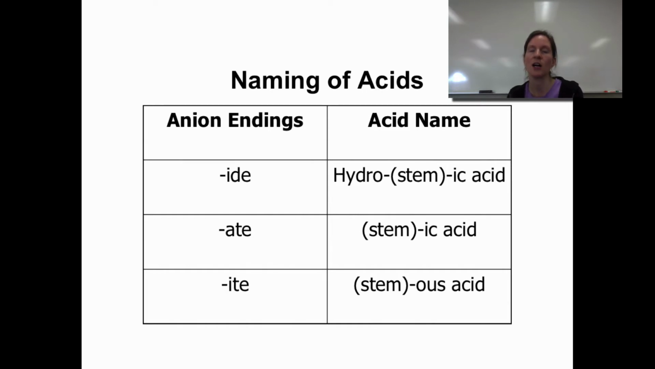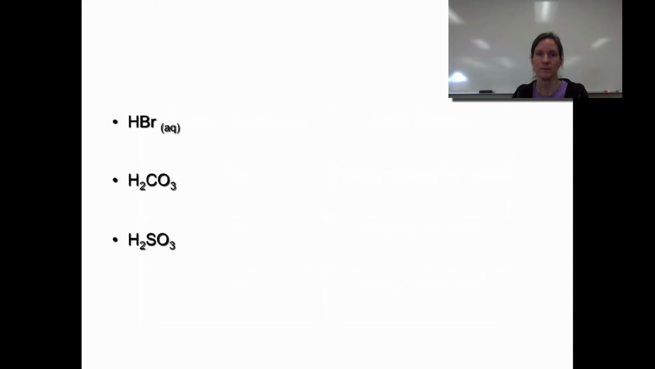So if you recall, the "ide" ending came about because you had an anion from the periodic table. The ate ending is the polyatomics that you're used to: sulfate, nitrate, chlorate, carbonate. The ites then are all one less oxygen, and those end in us for acids. So if we look at these three examples and try to name them, HBr, H2CO3, and H2SO3, we'll run through the technique again so that you remember.